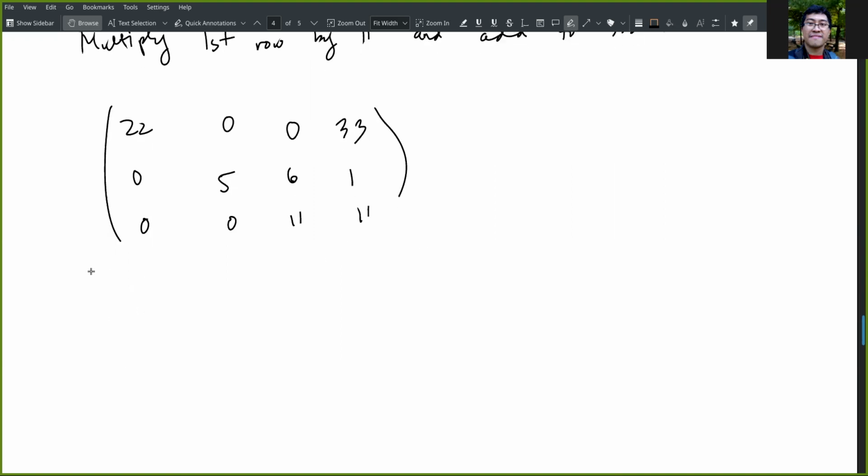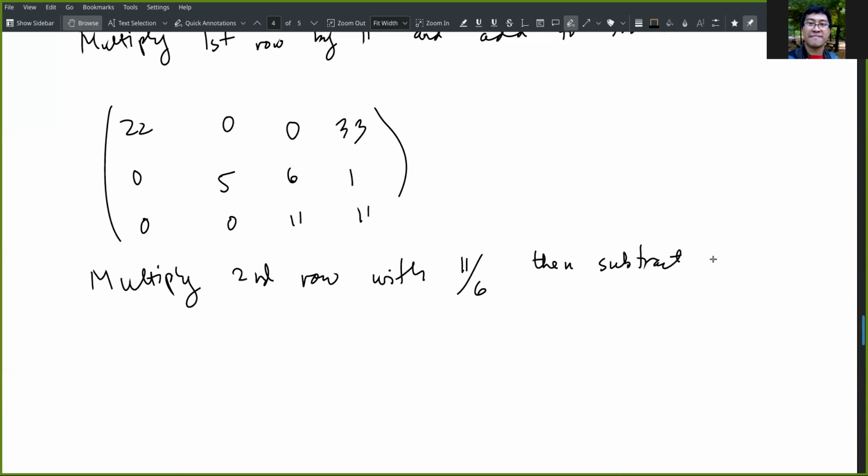And then we can also multiply the second row with 11 over 6, then subtract from the third row. So we can keep this. We are only working on the second and third row. We have 22, 0, 0, 33.